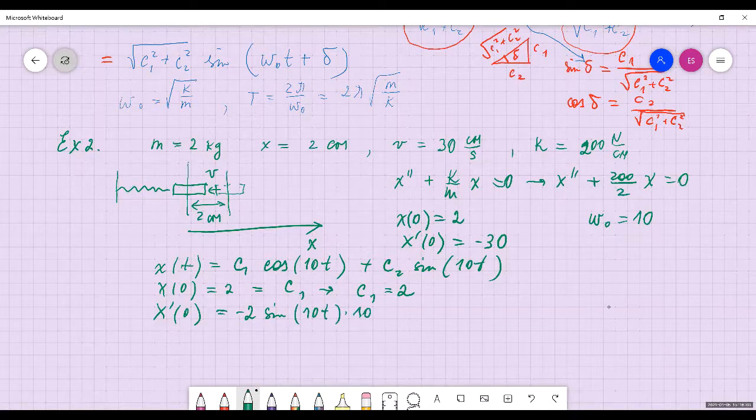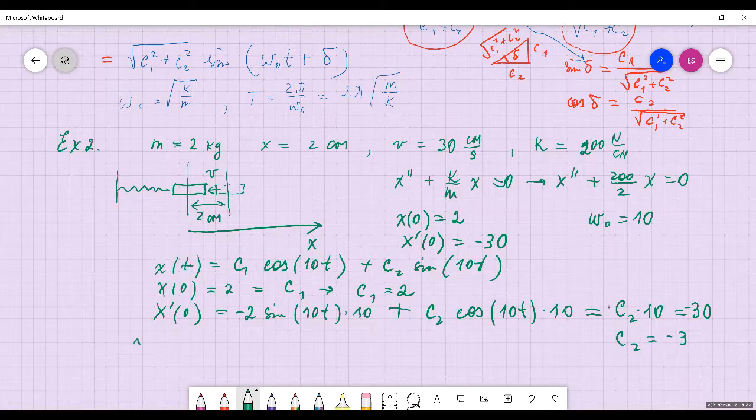By the way, usually it's a formality, right? You know that the sine at 0 is going to be 0, plus c2 cosine of 10t multiplied by 10. And if we substitute 0 instead of t here and here, we are going to just get c2 times 10, and it's supposed to be equal to minus 30, I'm missing a minus here. So if I calculate c2, I'm going to get minus 3.